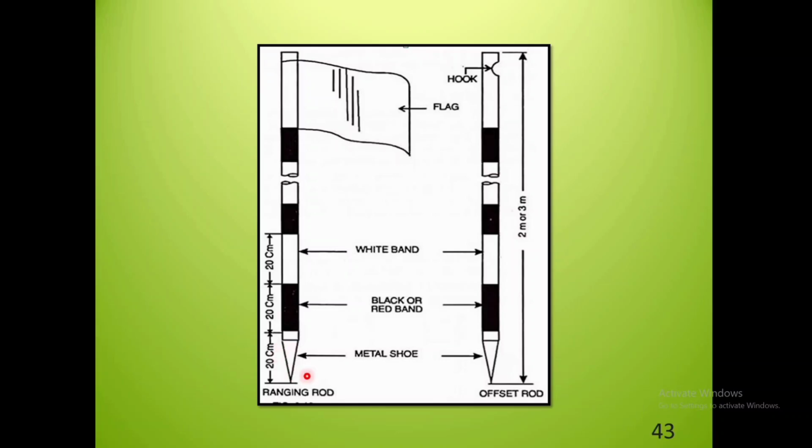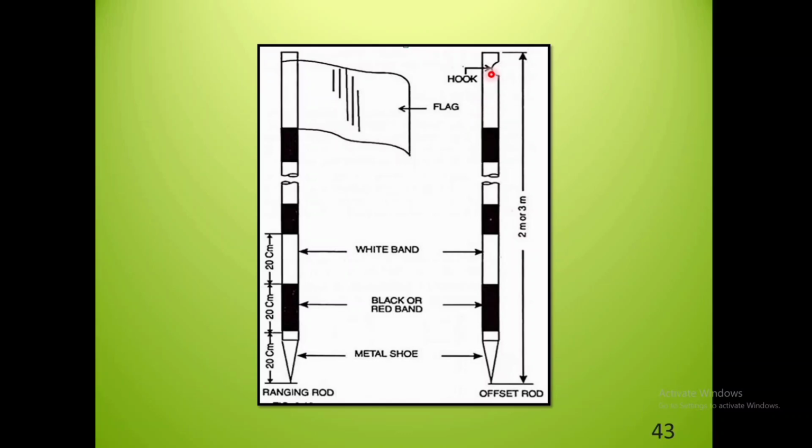This is a metal iron shoe which is provided to insert the ranging rod into the ground. The rod will have a length of 2 meters or 3 meters, and its diameter will be 30 mm. Similar to the ranging rod, there is one more rod called the offset rod. The only difference between these two is a hook at the topmost portion of the offset rod.